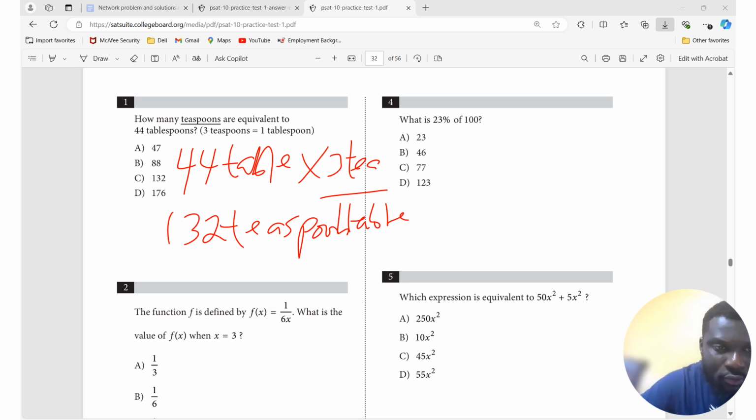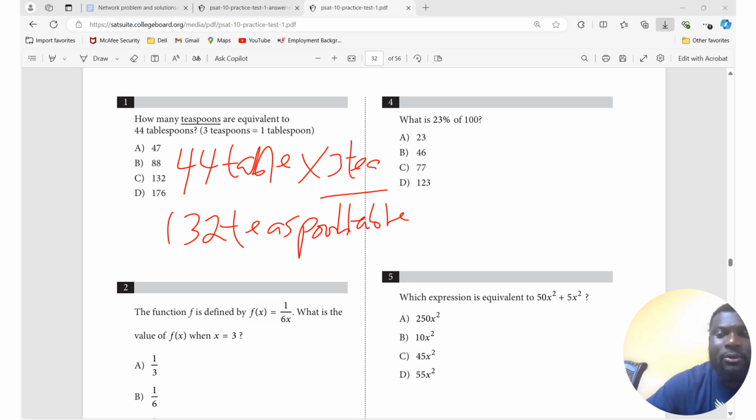So now let's go to question 2. The function f is defined by f of x equals 1 over 6x. What is the value of f of x when x is equal to 3? This is very straightforward. They already give us what the function is.